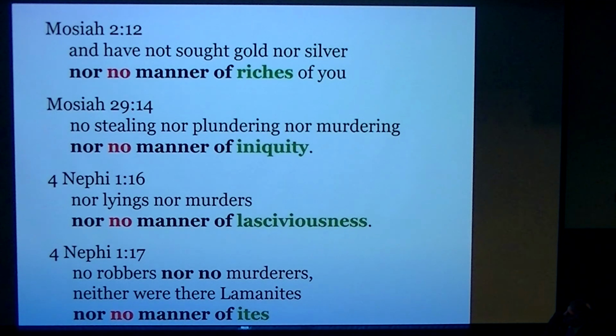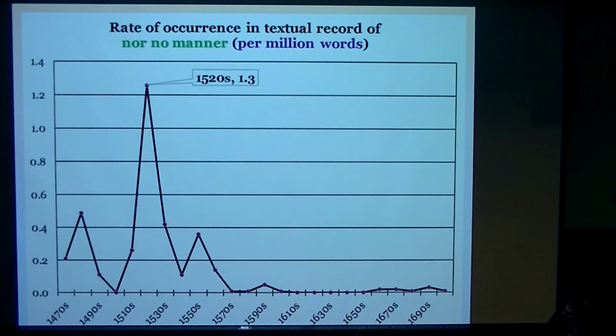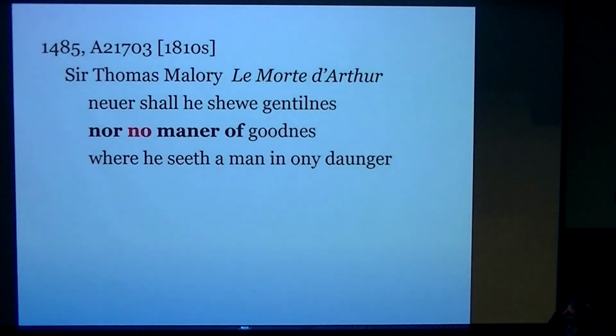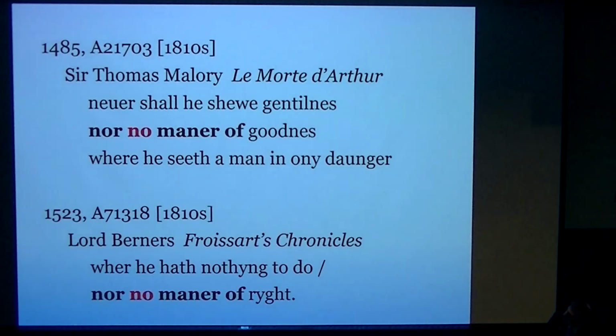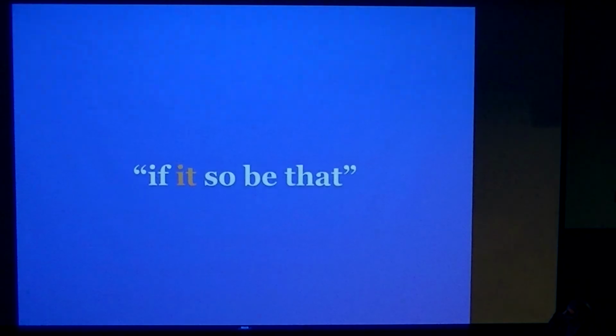Riches, iniquity, lasciviousness, and the famous one. Here's a profile of usage. Again, very little. I found none in the 1700s that I could find. That is characteristic of the 1500s. Again, Malory has it, "nor no manner of goodness." Froissart's Chronicles, translated by Lord Berners, has "nor no manner of right."